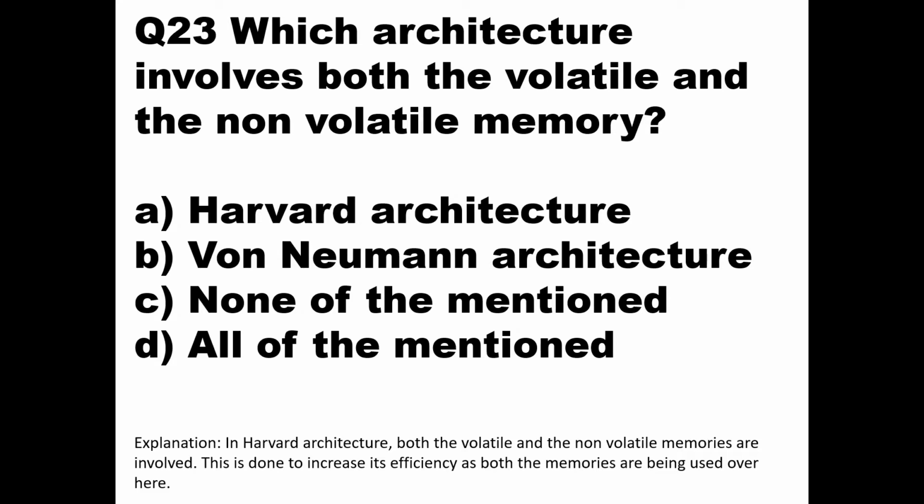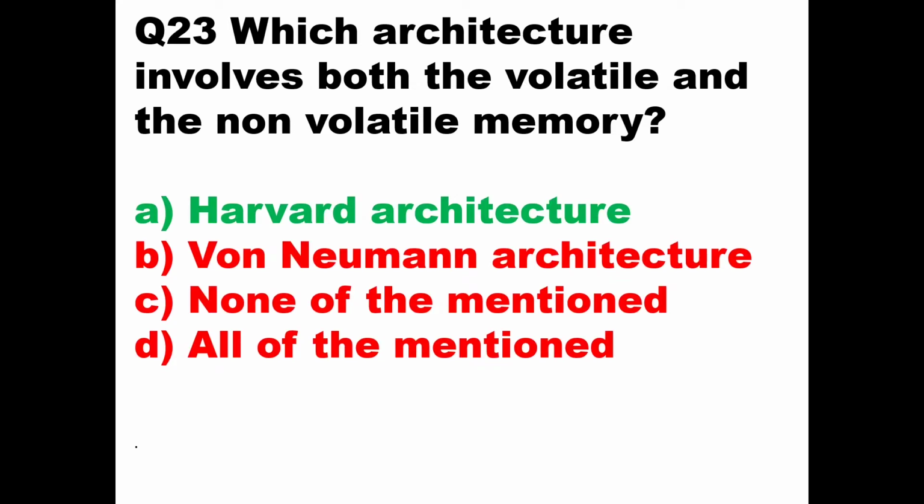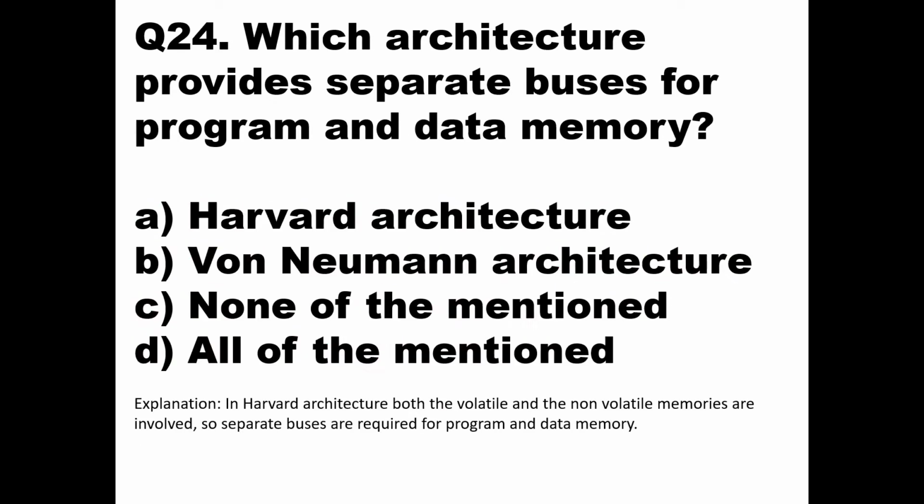Harvard architecture uses both volatile and non-volatile memories because this increases its efficiency as both memories are being used in this architecture. So here the answer should be Harvard architecture. Harvard architecture is the one which involves volatile and non-volatile memories. Then we'll go to the next question, question number 24.